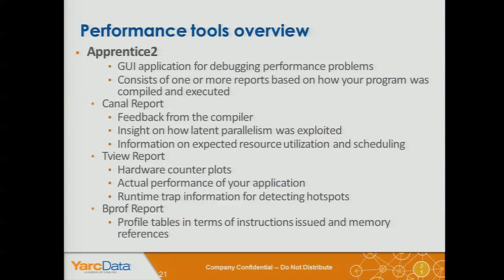Okay, the performance tools are basically very similar to the ones that you have on the standard Cray systems. Under the Apprentice 2 framework, I have the same GUI application for working with all the different tools underneath that. You can either work with the GUI or generate reports. Canal, John has already shown several good examples of using canal feedback to figure out what the compiler was thinking and how the information can be utilized.